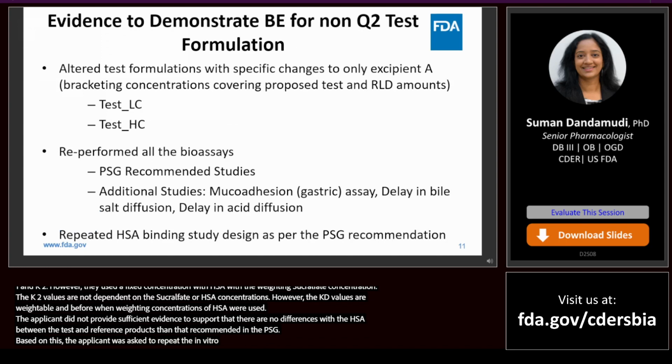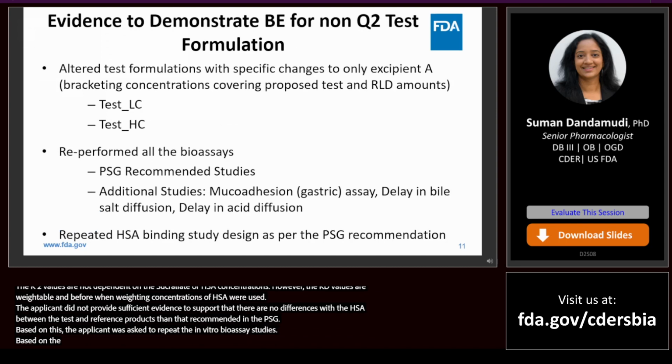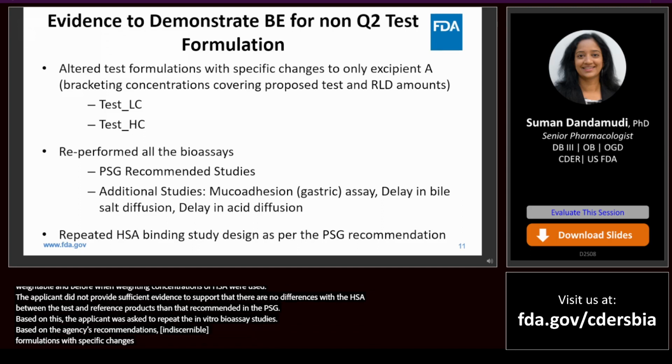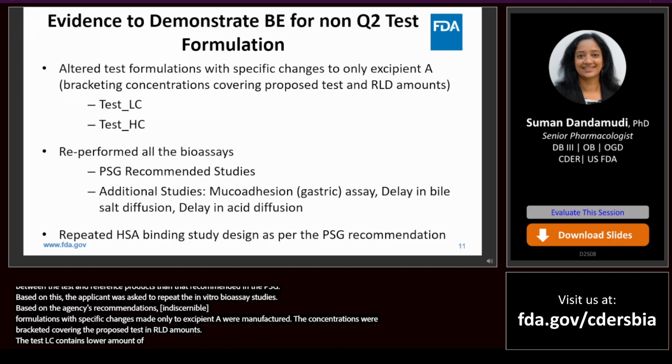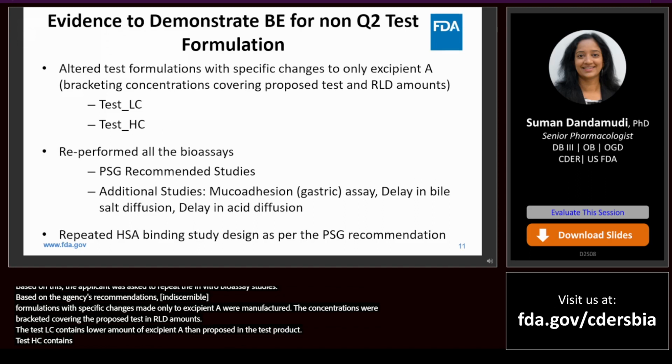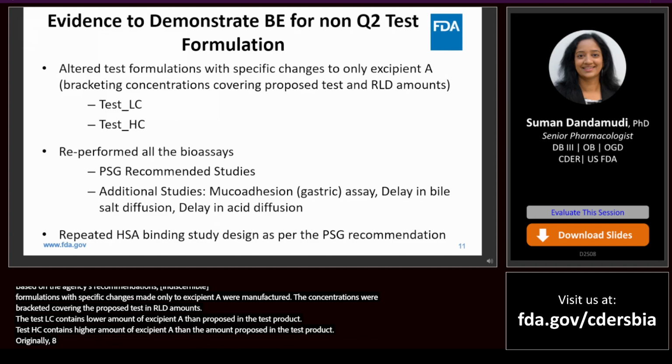Based on the agency's recommendations, new altered test formulations with specific changes made only to excipient A were manufactured. The concentrations were bracketed, covering the proposed test and RLD amounts. The test LC contains a lower amount of excipient A than proposed in the test product, whereas test HC contains a higher amount of excipient A than the amount proposed in the test product. Additionally, all the bioassays were reperformed using the test product, RLD product, and these altered test formulations.